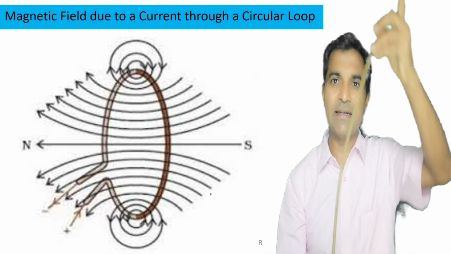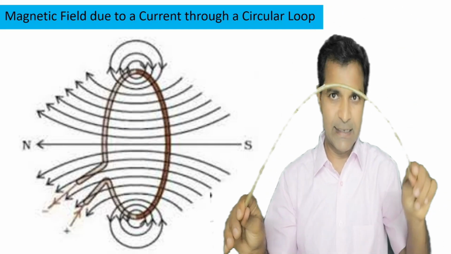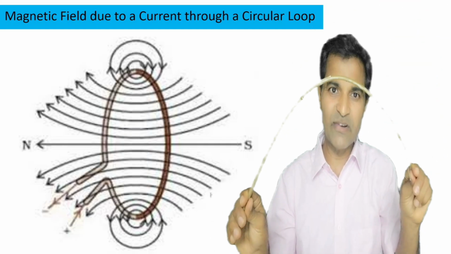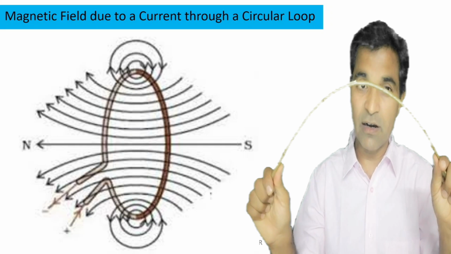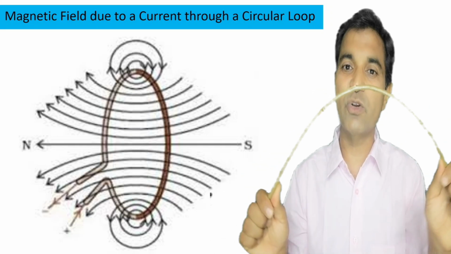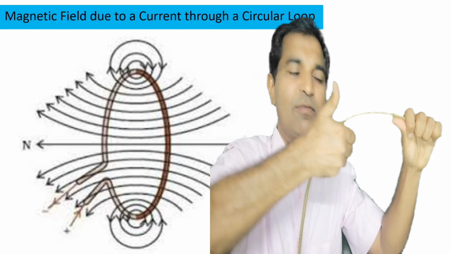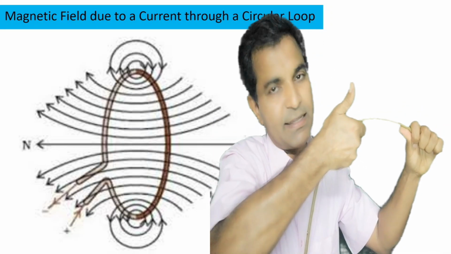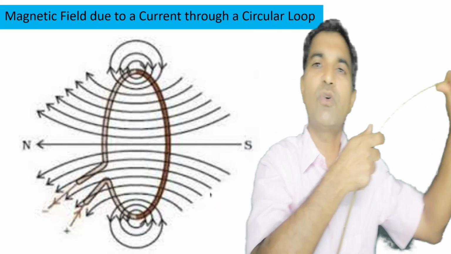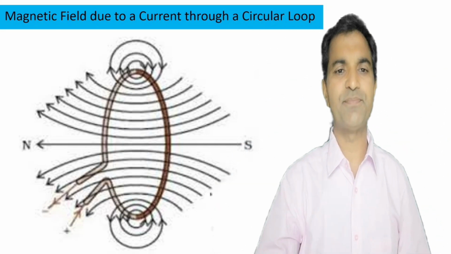So it is very clear that if we bend a straight conductor in a circular shape, then the direction of the magnetic field due to the circular loop will be something like this. It will be pointing towards or inside the paper, inside the screen. So this way we can represent it.